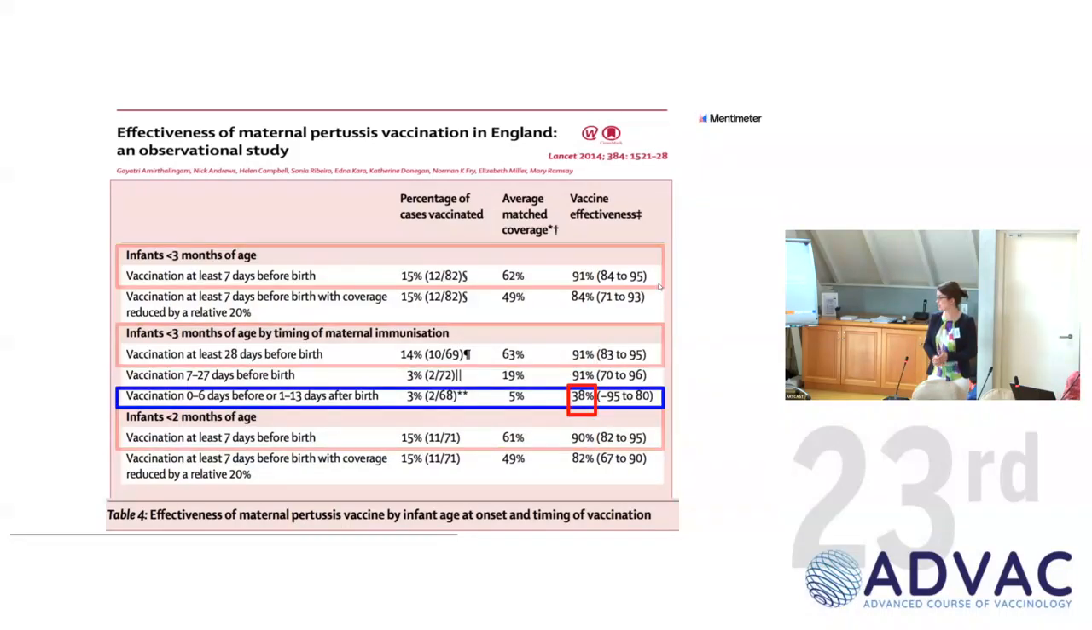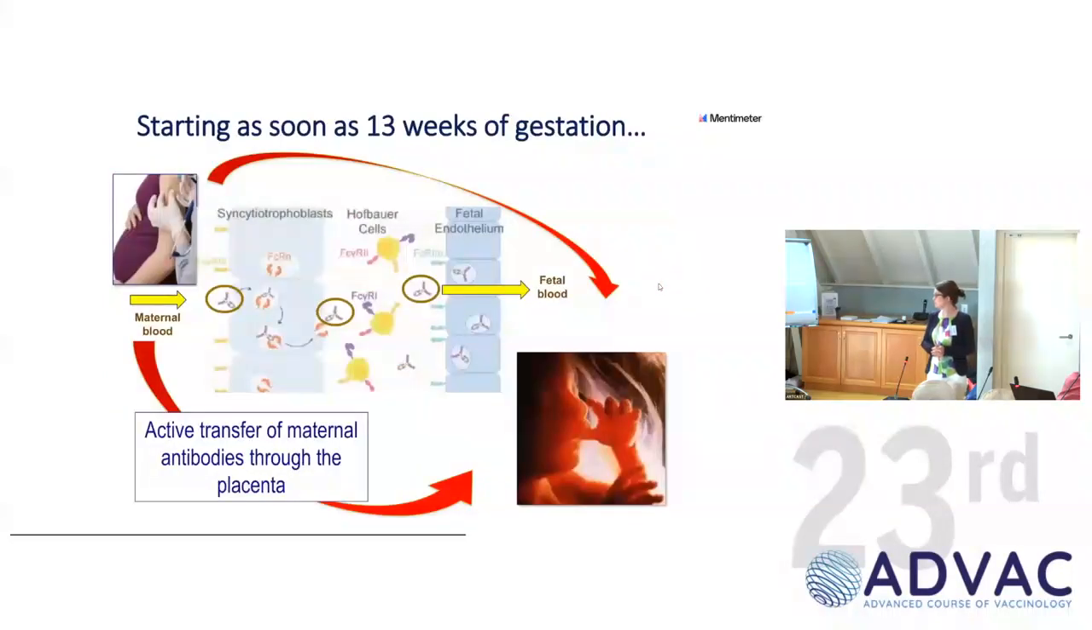And here you see if it's just in the week before or in the 2 weeks after delivery. Obviously, after delivery, there's no placental transfer anymore, and in the week before, the mother doesn't have time to do the peak response of her antibody response. So there is nothing more that she can transfer in the last days of pregnancy. So the effectiveness is really, really low, as you can see here.